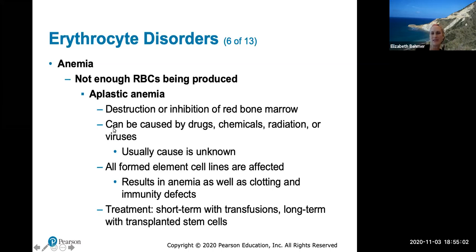Aplastic anemia is the destruction or inhibition of red bone marrow, and it can be caused by drugs, chemicals, radiation, or viruses. All formed element cell lines will be affected with aplastic anemia, and it will result in anemia as well as clotting and immunity defects because your platelet count will be affected as well as your white blood cell count. The treatment is usually short-term transfusions and long-term transplanted stem cells.